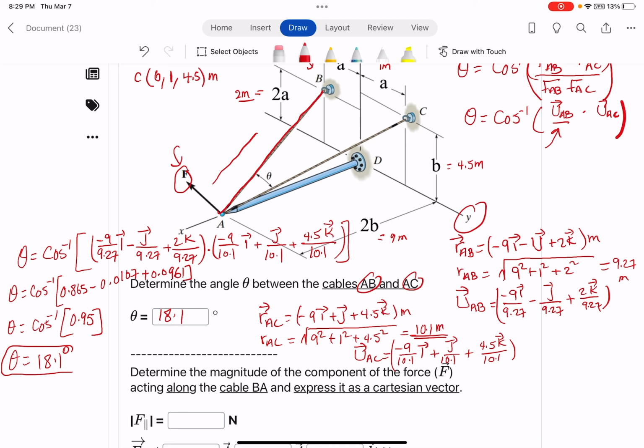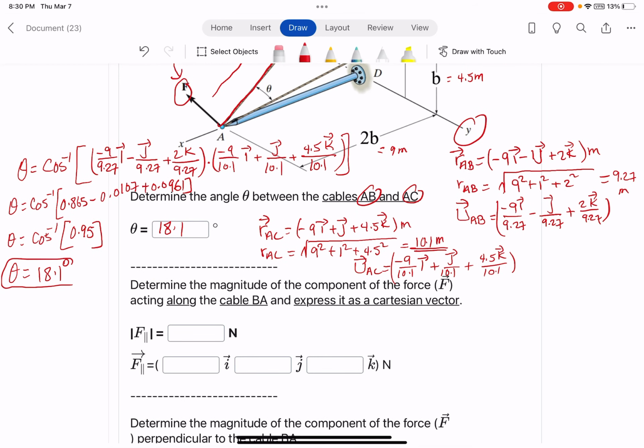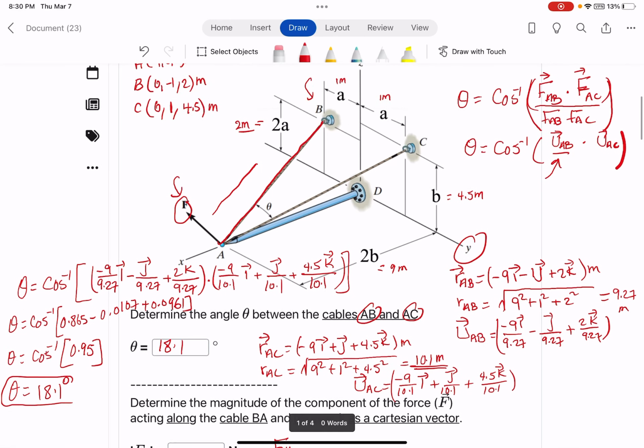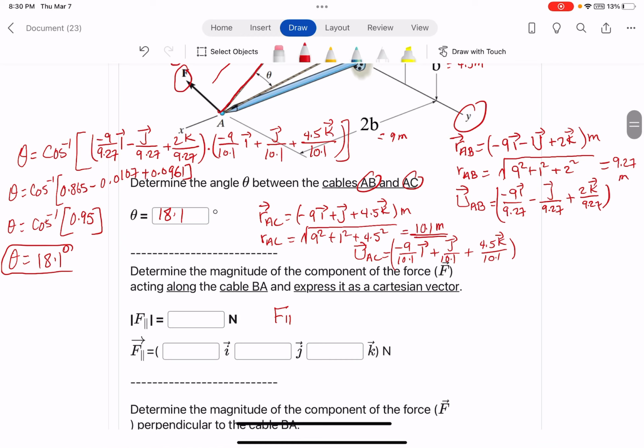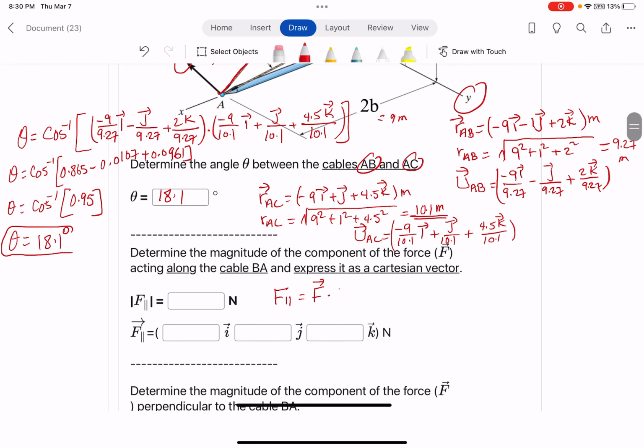Okay, but this time he needs the magnitude. So let's find out what is the force parallel to the cable AB. The equation, if you remember from the notes, is equal to the force itself in vector format dot the unit vector in which we're going to do the projection, parallel to it. So that is cable AB, which is the unit vector AB. So you want to find out the projection of that force on the cable AB, you need to use the actual unit vector AB.